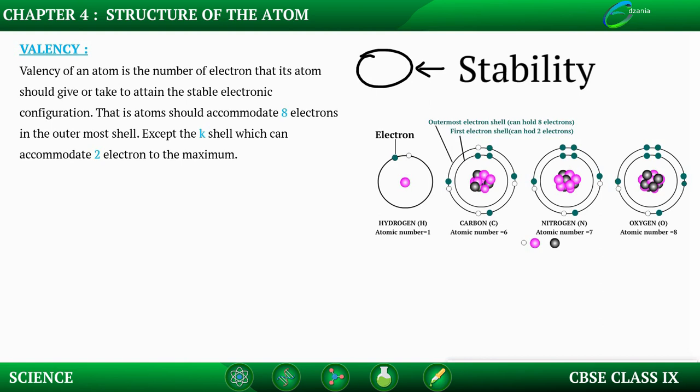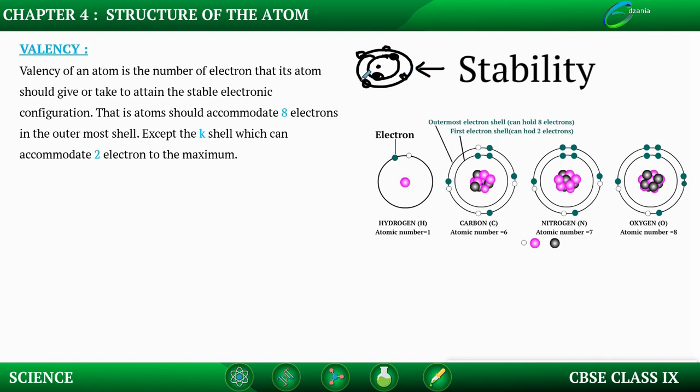So in order to attain stability, it needs to have stable electronic configuration. That is, an atom should accommodate 8 electrons in the outermost shell, except the K shell, which can accommodate 2 electrons to the maximum. So if an atom has about 6 electrons, it's going to have 2 orbits. And this is the nucleus. For 6 electrons, it will accommodate 2 electrons in its K shell and 4 electrons in its L shell.